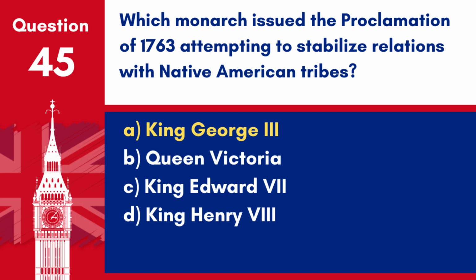Answer A. King George III. King George III issued the Proclamation of 1763, which was intended to stabilize relations with Native American tribes through the regulation of expansion and settlement on tribal lands.